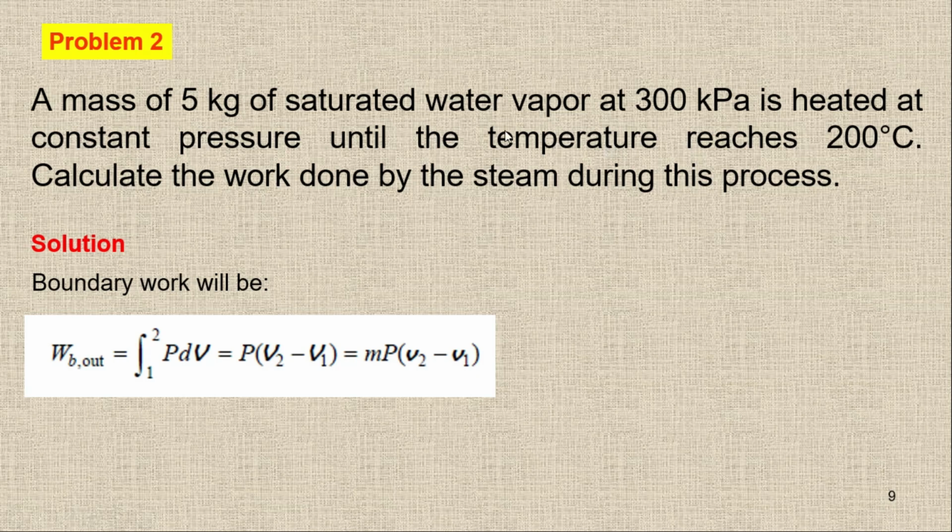Now here you can see it's a constant pressure process and mass is given, the pressure value is given, and the temperature is given, which is the final temperature, which is 200 degrees Celsius, and you have to find the boundary work. And you can see here we have a steam. We don't have any ideal gas, so you cannot use the PV is equal to mRT equation. So for the boundary work, you can see like this one. We know that the boundary work is equal to integral of P dV.